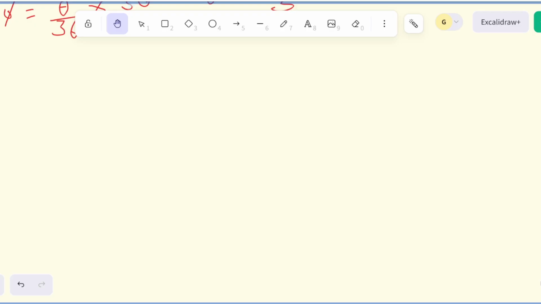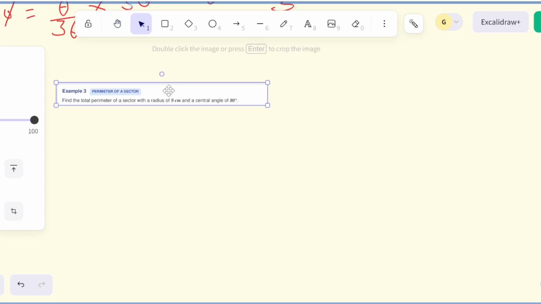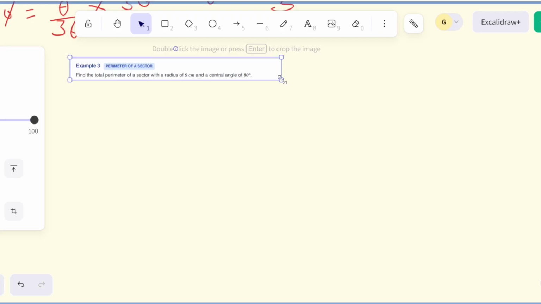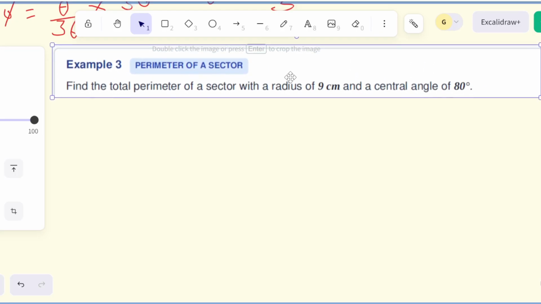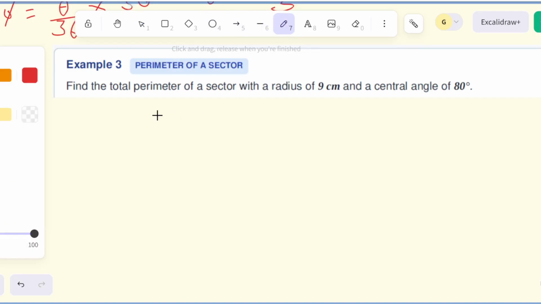I'm just pasting it. You can see this, right? So what are they saying? They're saying find the total perimeter of a sector with radius 9 and the central angle 80. Okay, let's first make a circle that will help us to understand.